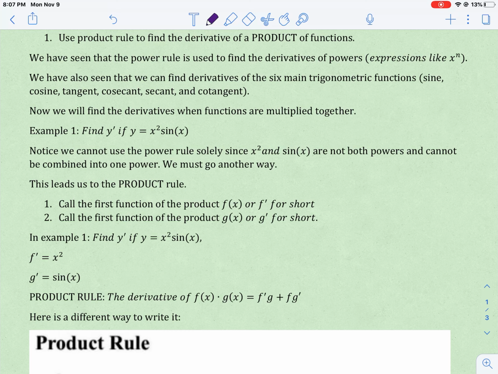And now we'll find the derivatives when functions are multiplied together, okay? So our example one is to find y prime if y equals x squared times the sine of x, okay? So we cannot use the power rule, okay, since x squared and sine of x are not both powers and cannot be combined into one power.